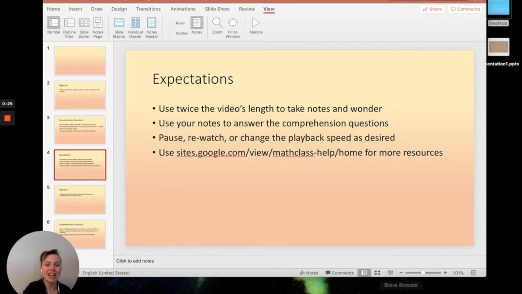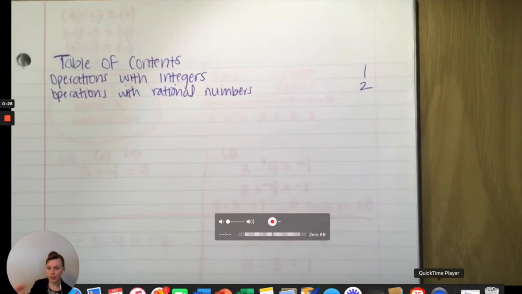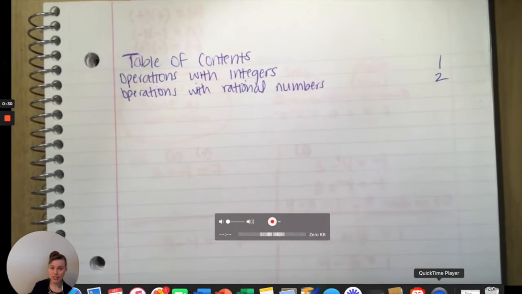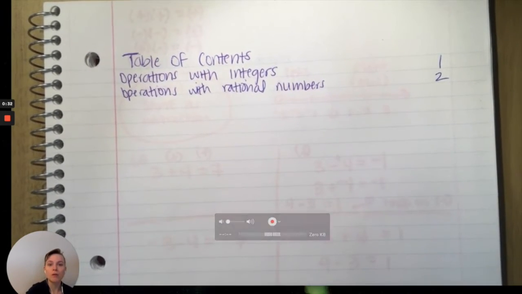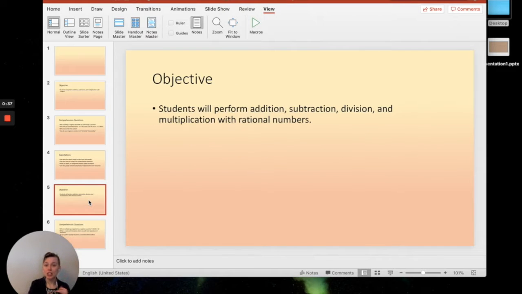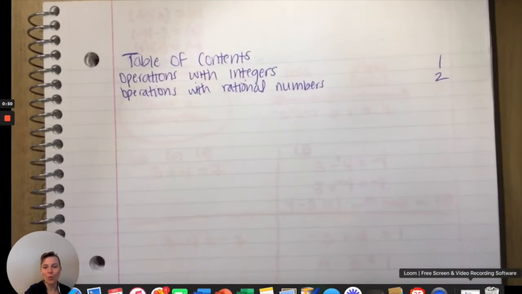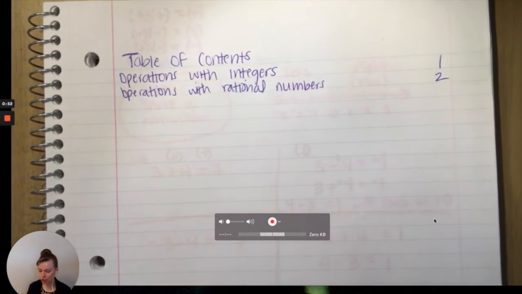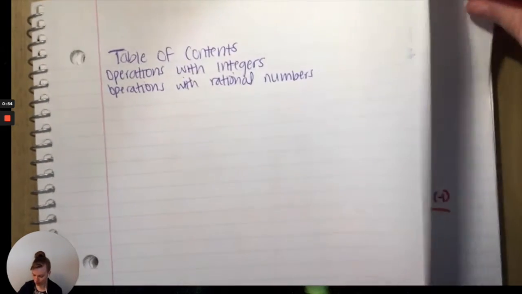All right, moving into the notes. So again, we're doing operations with rational numbers today. I'm going to minimize this again and go over our objective. We're going to add, subtract, multiply, and divide rational numbers. We'll go over what a rational number is really quick at the beginning, then mixed numbers and proper fractions, and then we'll do 4 examples. So it's going to go really quick. Make sure for page 2 you have operations with rational numbers already labeled and headed up.